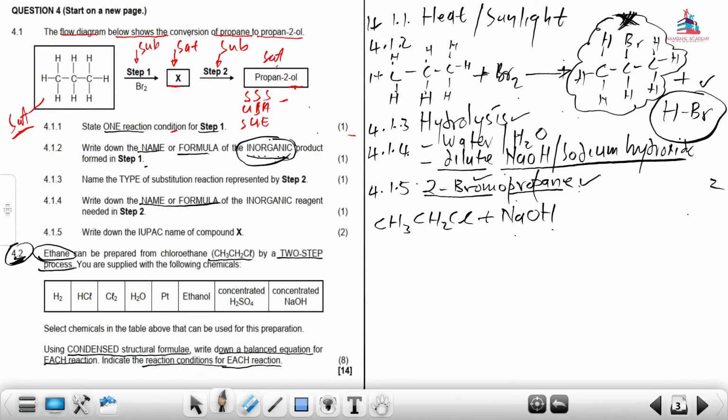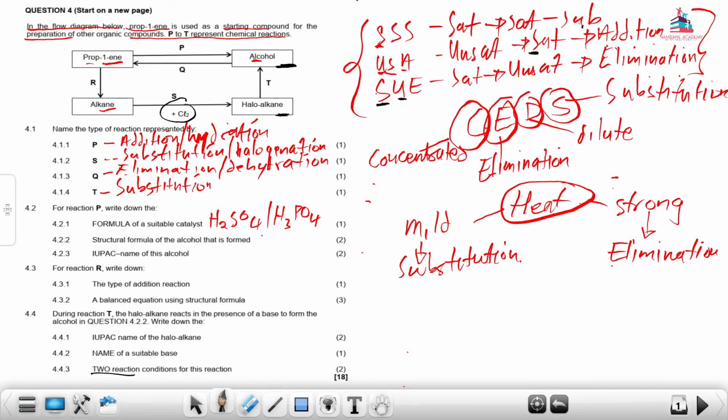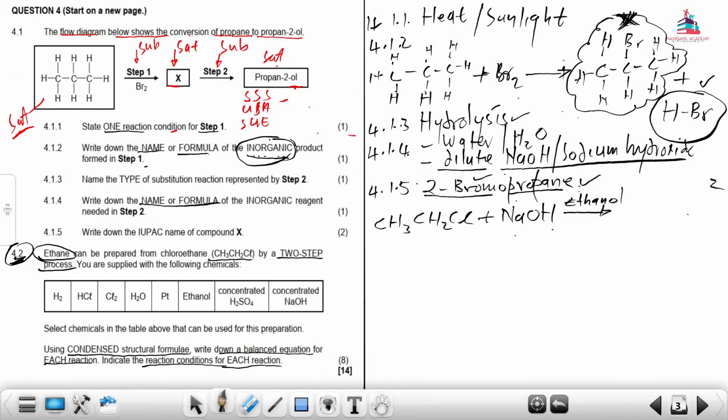But remember, we said that this sodium hydroxide must be now in ethanol. Must be in ethanol. So I'm going to write it here to say it must be in ethanol. Do we need heat for elimination? Yes, we need heat, strong heat. So I'm going to add here that we must have heat also as part of our reaction condition, because it says here indicate the reaction condition for each.